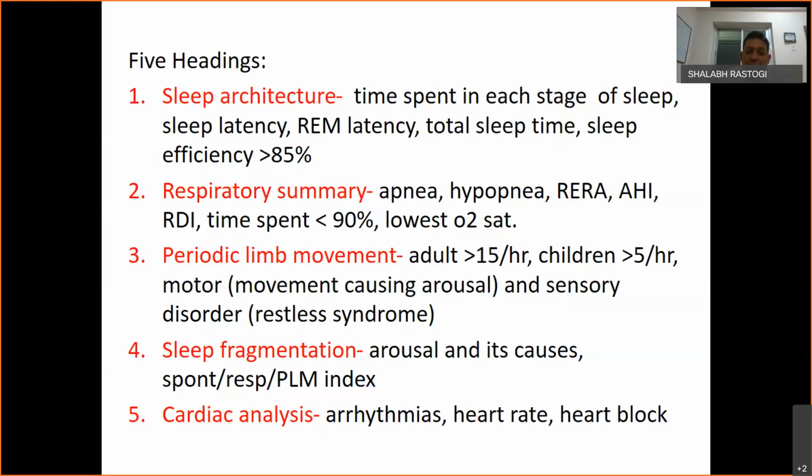The fourth heading will tell you about sleep fragmentation, or the number of arousals during the night time. Each arousal is given a cause: either it could be spontaneous, or respiratory because of apnea or hypopnea, or because of periodic limb movement. So this will tell you about the cause of disturbed sleep, which results in excessive daytime somnolence. The fifth heading is cardiac analysis. It tells you about the arrhythmias, the heart rate and the heart block during sleep.